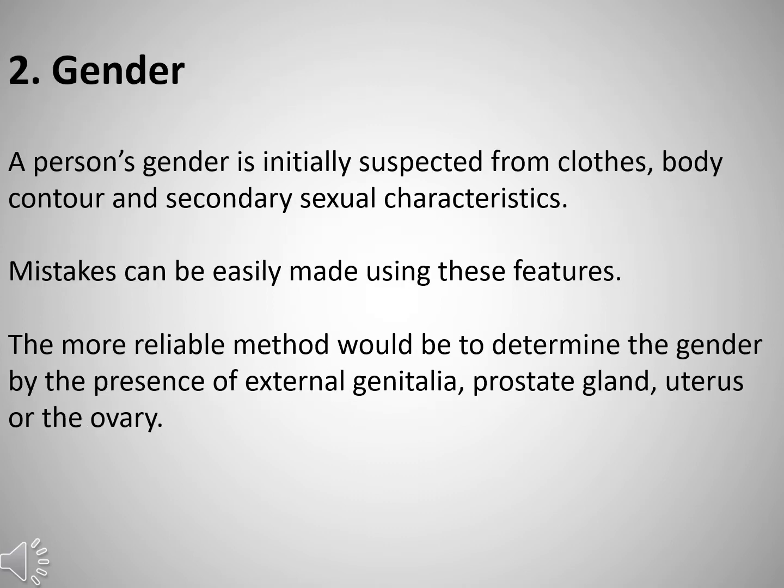Secondly, gender. A person's gender is initially suspected from clothes, body contour and secondary sexual characteristics. Mistakes can be easily made using these features. The more reliable method would be to determine the gender by the presence of external genitalia, prostate gland, uterus, or the ovary.